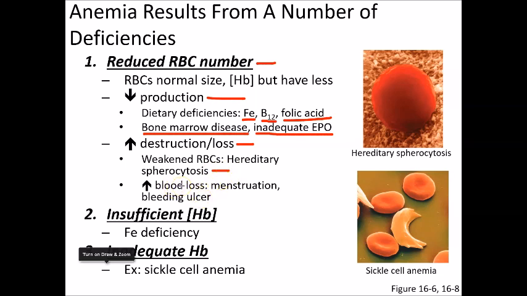Blood loss, menstruation. If you have a bleeding ulcer or a bad case of hemorrhoids, where you have a blood loss of 1 ml a day in a month period, you'll probably become anemic. People who have mechanical heart valves, when they have heart valve replacement, also end up destroying their cells. If it's not a reduced red blood cell number, it could be an insufficient hemoglobin, or you just have an iron deficiency. That's by far the most common type of anemia. Or it could be you have inadequate hemoglobin, like sickle cell.